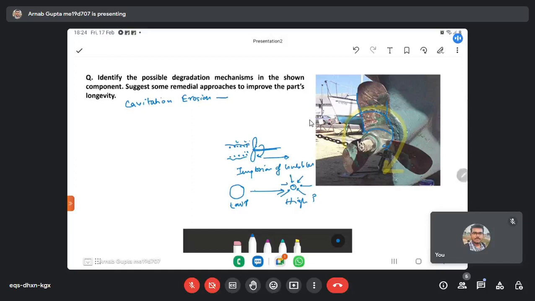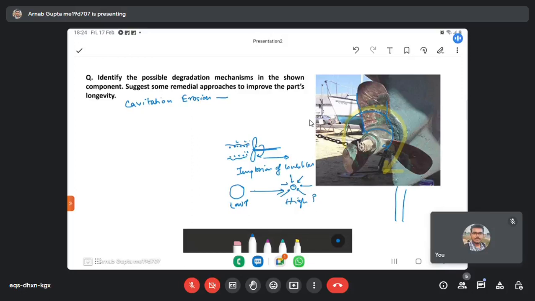Second of all, you can improve the material properties of this propeller so that it is able to withstand that cavitation erosion. So one possibility is you use thicker propeller blades, but that will increase the weight of the propeller, and as a result, the power required to rotate it will be higher.